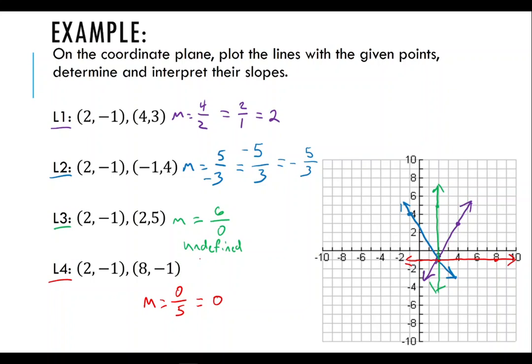And so just something to notice, vertical lines will always have an undefined slope. Horizontal lines will always have a zero slope. And if your function is increasing from left to right, it has a positive slope, like our purple line. And if it's decreasing from left to right, it has a negative slope, like our blue line does.